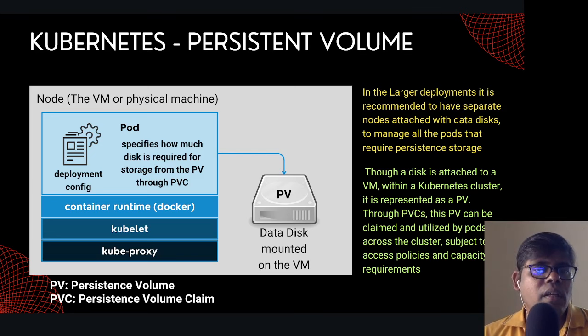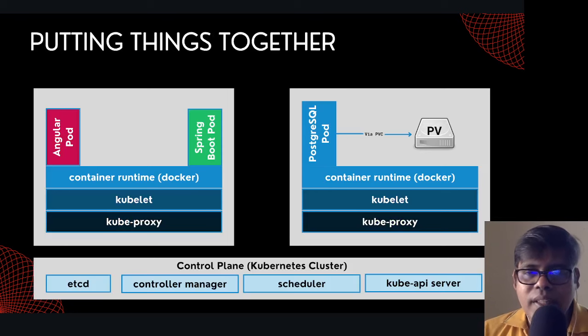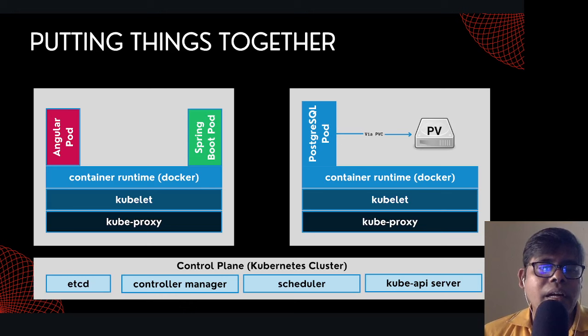And now let us put these things together. So now we have the control plane which manages various nodes. This time what we did, we split the Angular pod and Spring Boot pod, because the data that they are handling, even if they are restarting, we don't mind because they are all stateless. Okay, and container runtime. So these are all normal node structure.